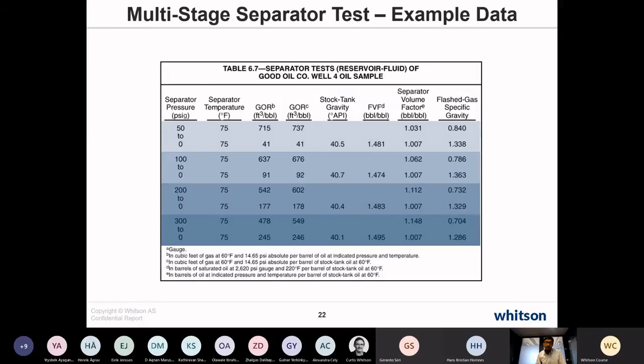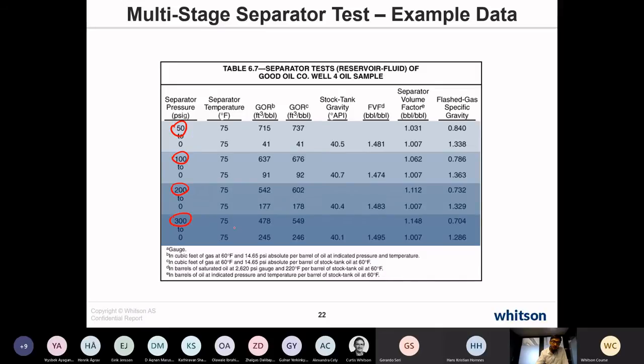Okay, so this is just another example of the multi-stage separator test data, and I think this is taken from the monograph, this table here, table 6.7. Here you can see the experiment is done with different separator configurations. The first experiment is done with the first stage separator pressure being 50 psig, then 200 psig, 200 psig, and 300 psig.